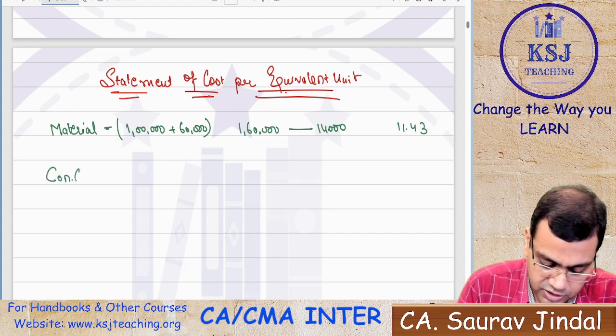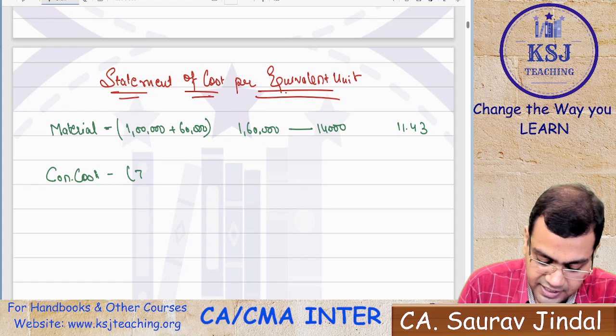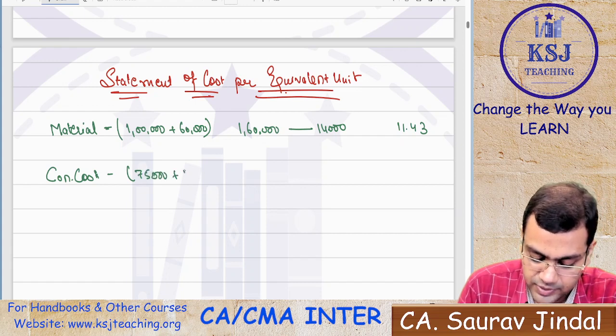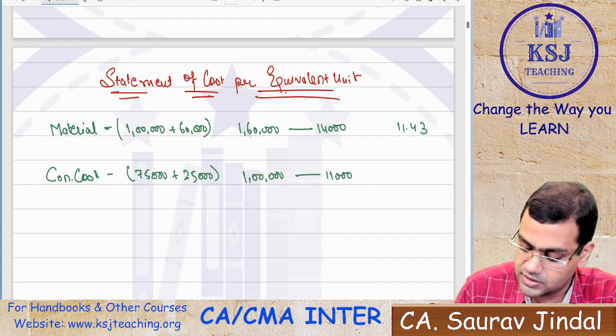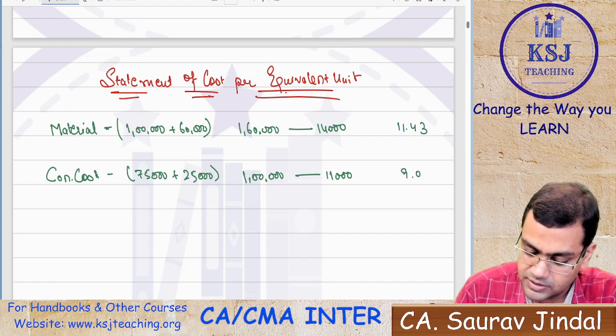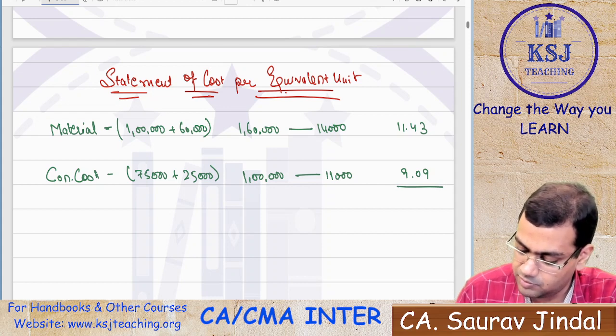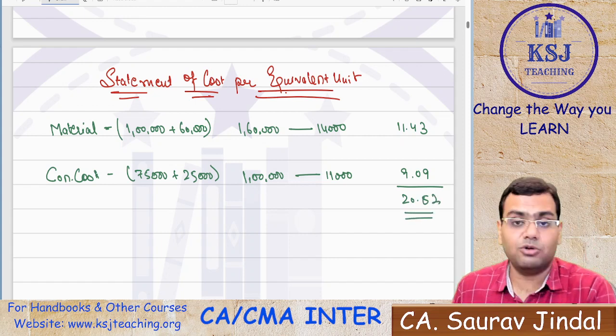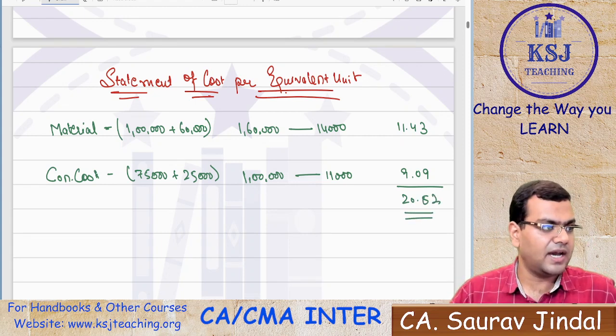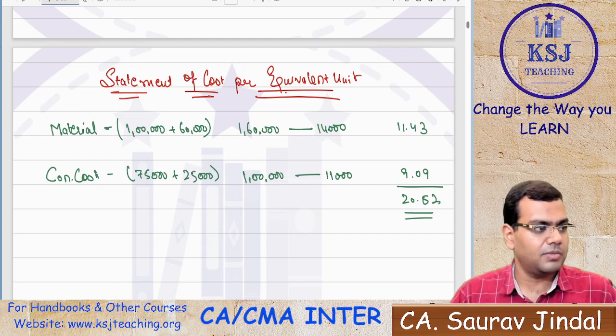Similarly, for the conversion cost, 75,000 incurred in the current period, 25,000 incurred in the previous period, total 1 lakh rupees have been incurred on 11,000 units. That means 9.09. So the total cost is 11.43 plus 9.09, that comes to 20.52. This is how the cost per equivalent unit will be calculated. After that, the finished goods cost will be calculated in the normal way. Simple.